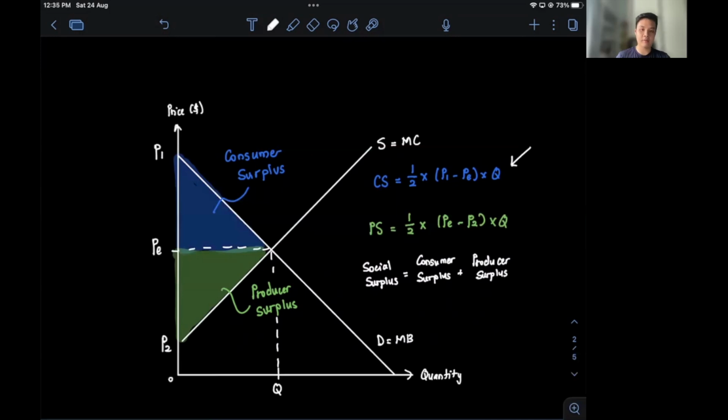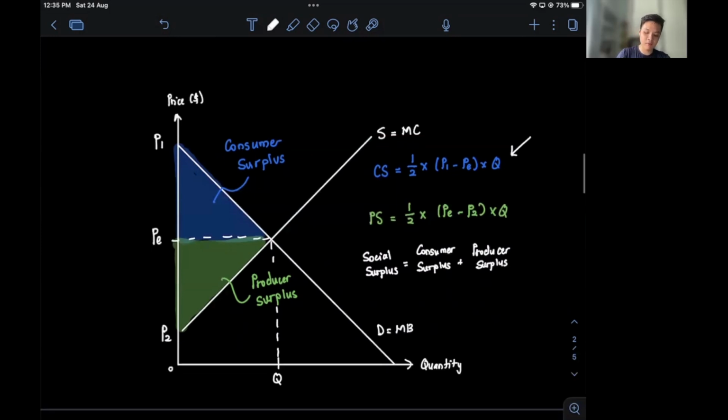And once again, in this diagram, producer surplus is reflected as the shaded area above the supply curve and below the market equilibrium price. So in this diagram, producer surplus is reflected as a green triangle over here. And once again, to calculate producer surplus, we find the area of the shaded triangle, which is this formula over here.